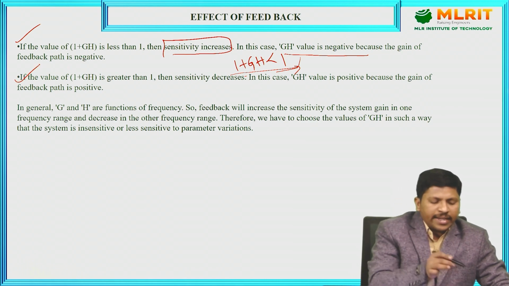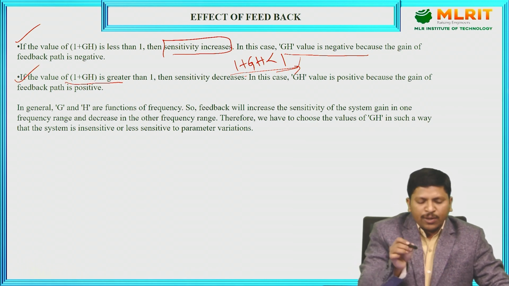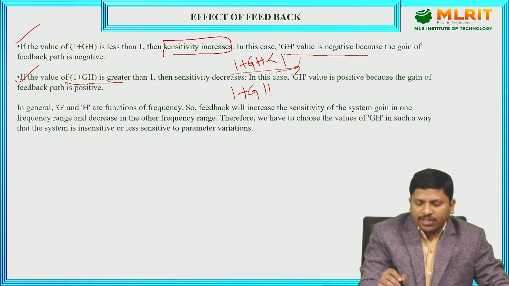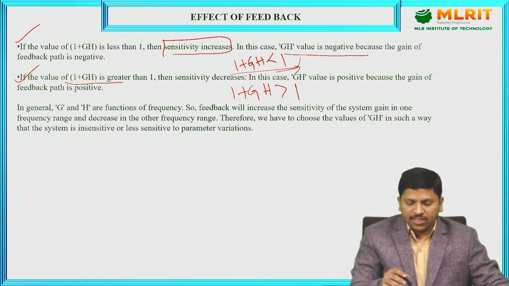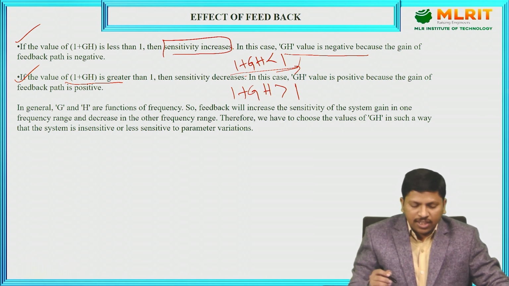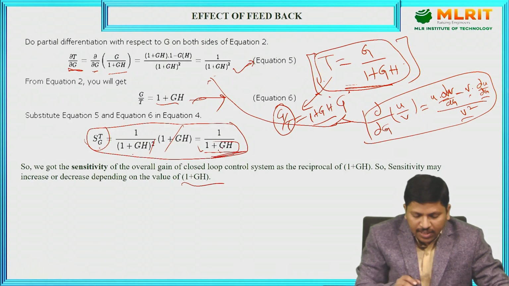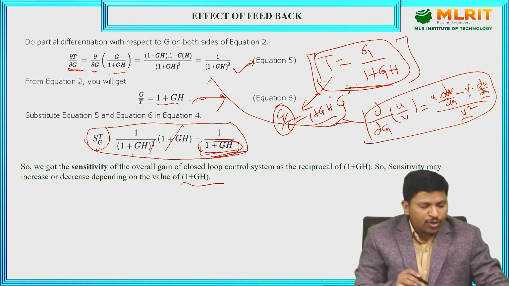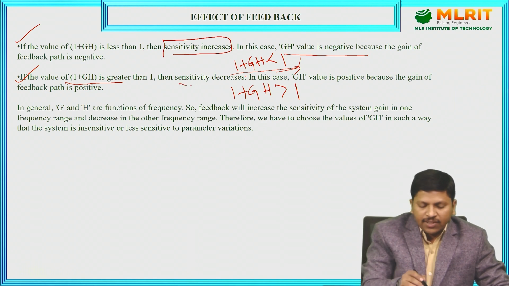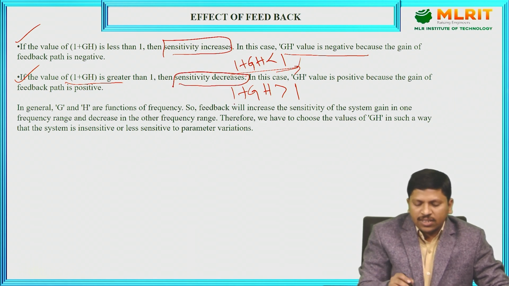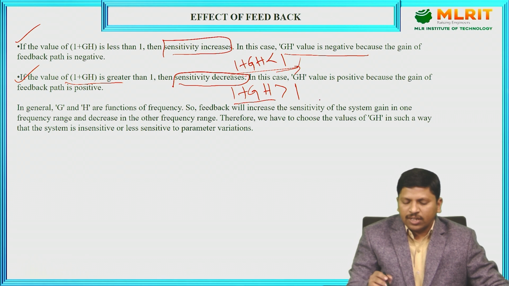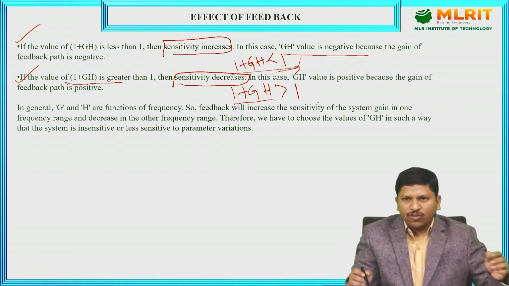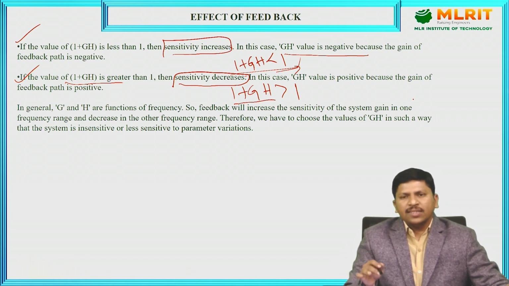Next, coming to the second condition, I am going to consider 1 plus gh greater than 1. Just observe, the sensitivity is the reciprocal, 1 by 1 plus gh. In this second case, 1 plus gh greater than 1 means the sensitivity is going to decrease. So the gh value is positive because the gain of the feedback path is positive.